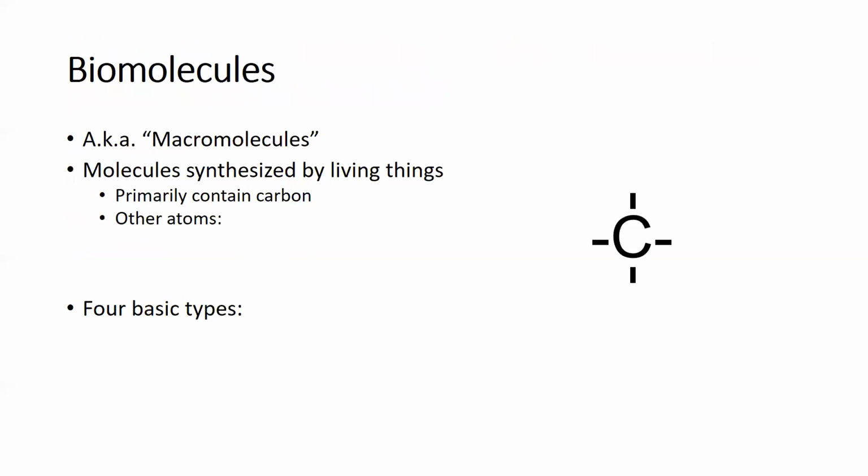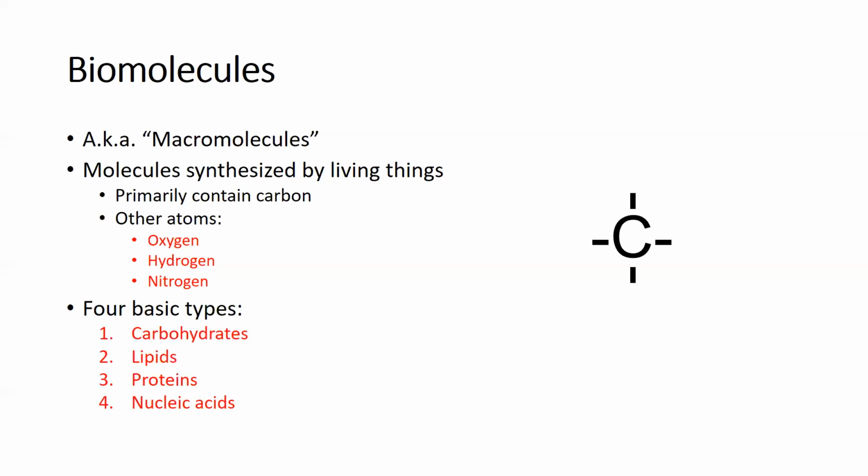All right, so biomolecules, again, are molecules synthesized by living things. They are primarily composed of carbon, the element carbon, and they have other elements as well. So there's oxygen, hydrogen, nitrogen, there can even be sulfur, phosphorus, but the main ones are these four: carbon, hydrogen, oxygen, nitrogen, okay? And they form four basic biomolecules: carbs or carbohydrates, lipids or fats, proteins, and then nucleic acids, which make up our DNA.